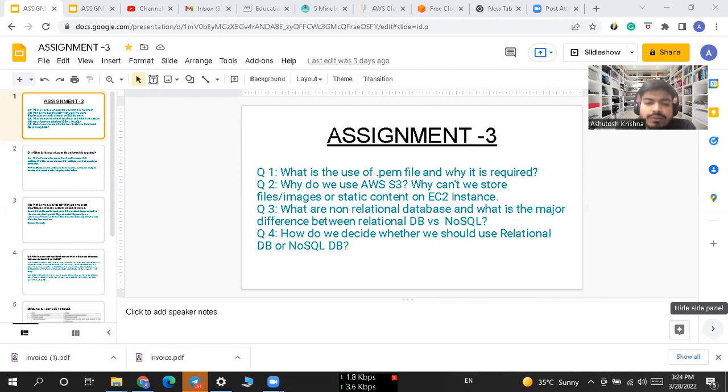And NoSQL can be used at places where the structure is not maintained, like social media posts, Facebook posts, Twitter posts, etc., where the data is continuously increasing, but there is no structure, meaning the data is unstructured.